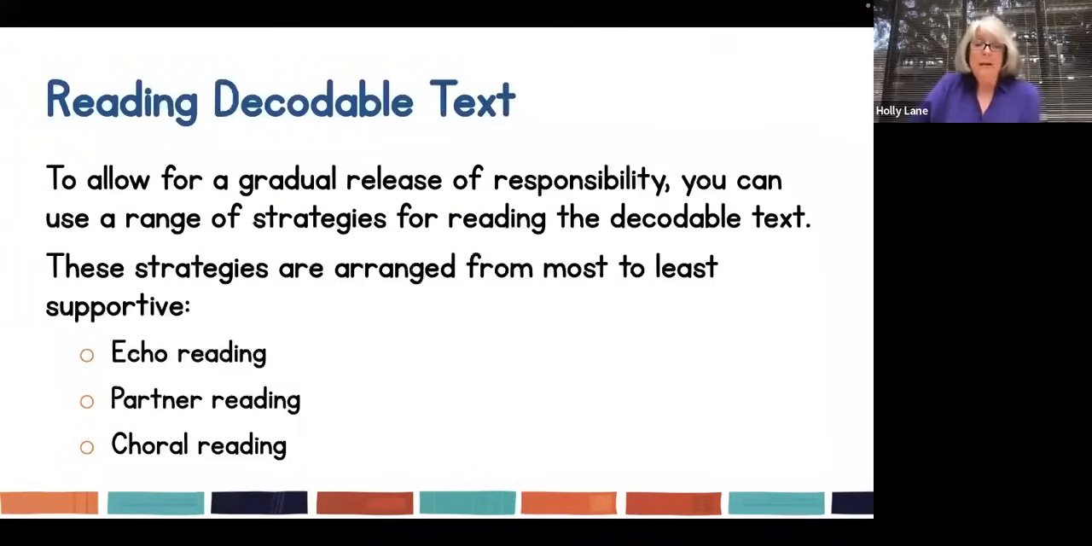So keep in mind, as you are guiding students in reading decodable text, that you want to make sure that you are supporting them and scaffolding them as much as they need, but not any more than they need. So thinking about a gradual release of responsibility, there are different types of strategies that provide different levels of scaffolding. And so the three that we recommend that you consider: echo reading, partner reading, and choral reading.